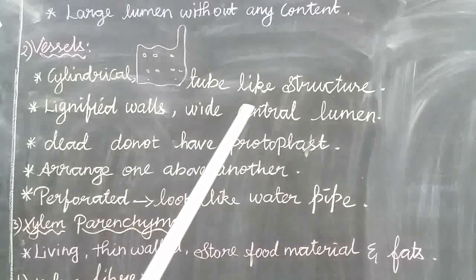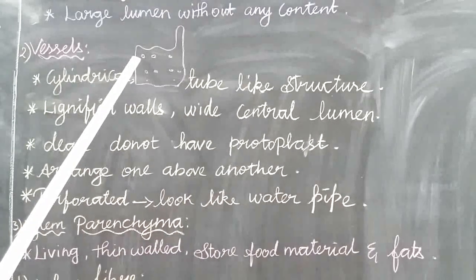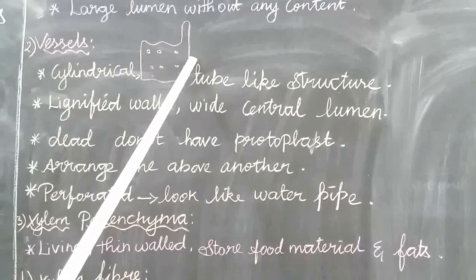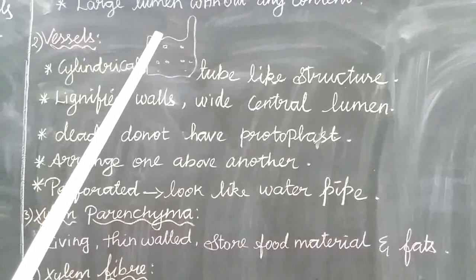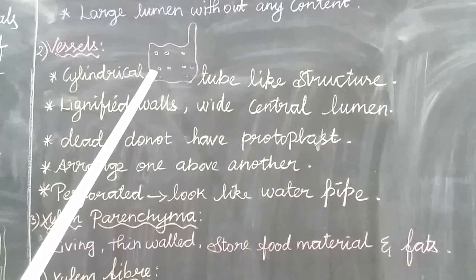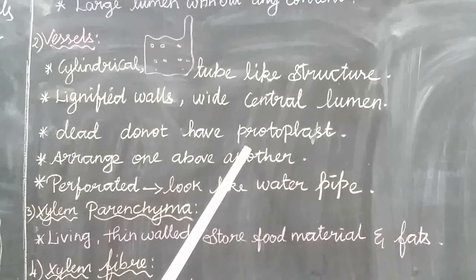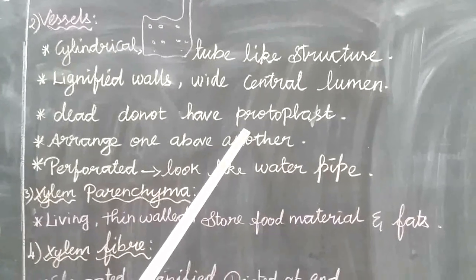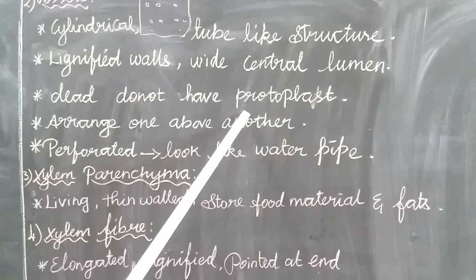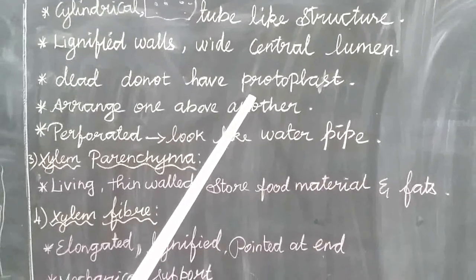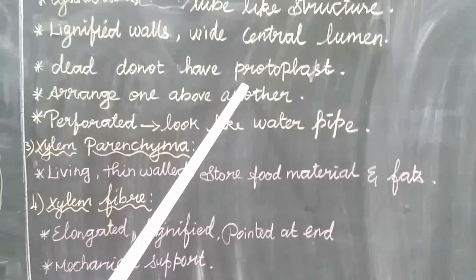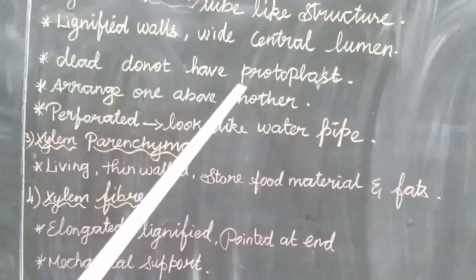The wide central lumen. Wide means what? The broad central lumen is present. This is also a dead element and does not have a protoplast. So it is dead, it does not have a protoplast. What is meant by protoplast? Cytoplasm, nucleus, or anything is absent in the vessel.